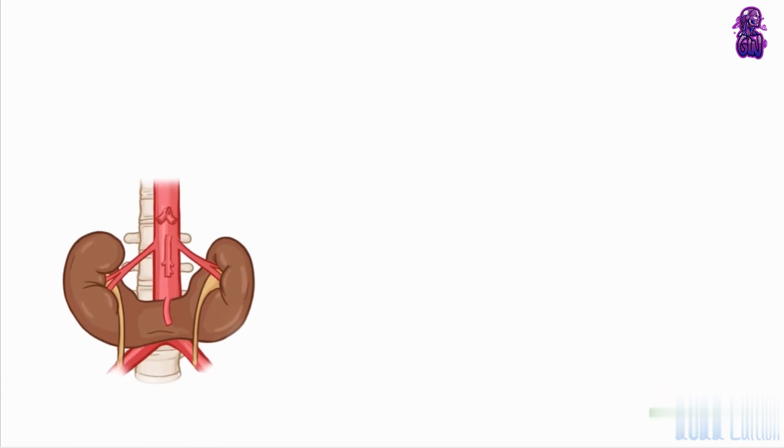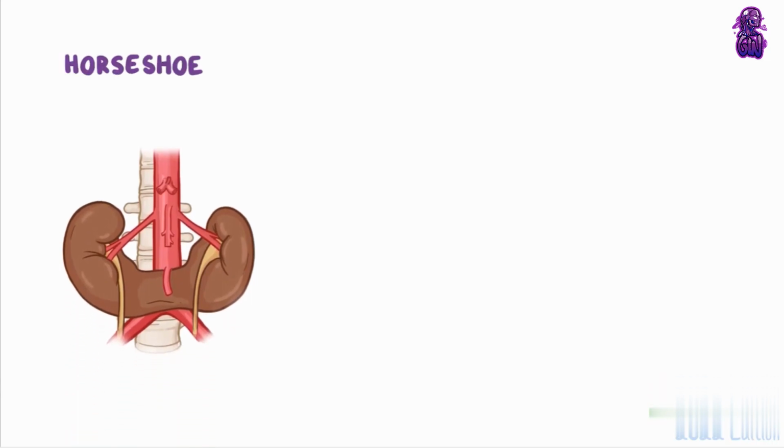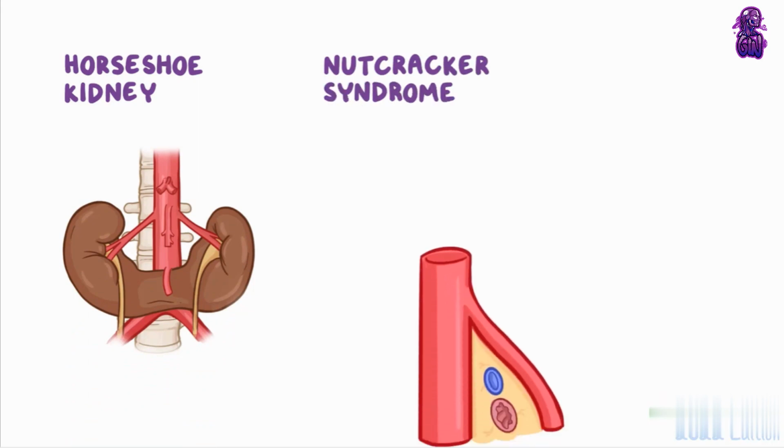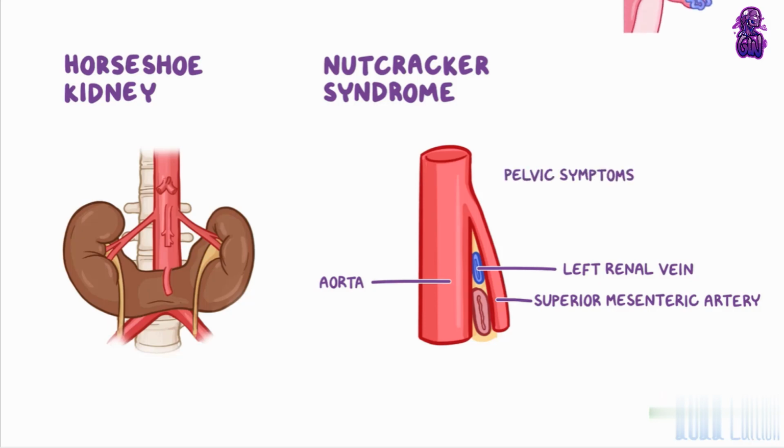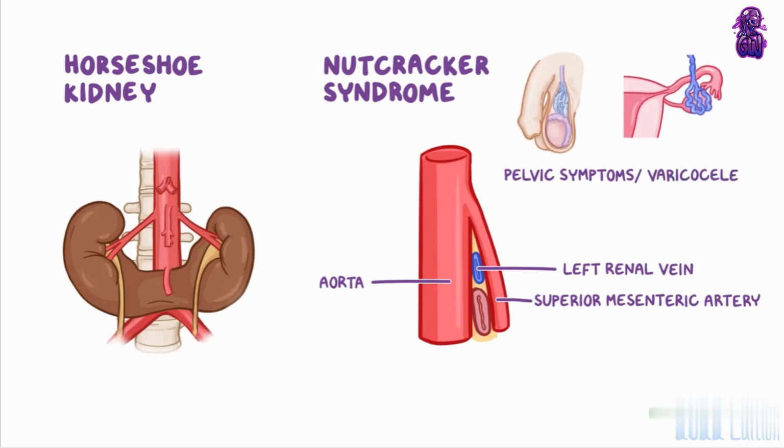When the kidneys fuse together at their lower poles, they form a big kidney called a horseshoe kidney because of its appearance. Nutcracker syndrome happens when the left renal vein is squeezed between the superior mesenteric artery and the abdominal aorta. Backflow of blood through the left gonadal vein, which drains into the left renal vein, may also occur, leading to pelvic symptoms in biological females and varicocele in biological males.